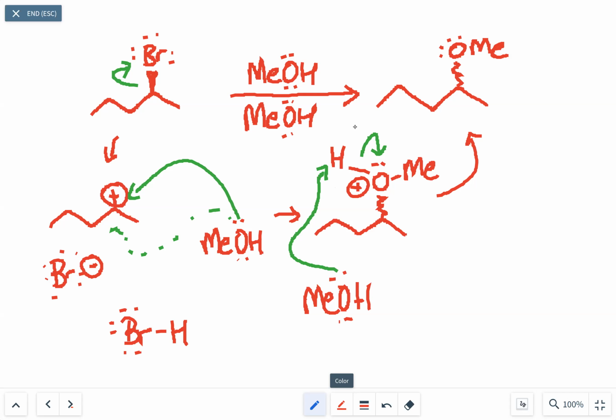So right, that's basically the mechanism for an SN1 reaction. In this case, we're inverting the, sorry, I got the hiccups. We're inverting the stereochemistry at the secondary carbon here.